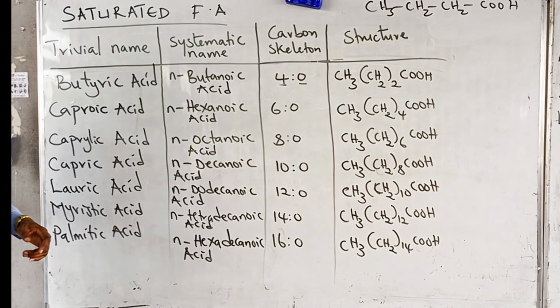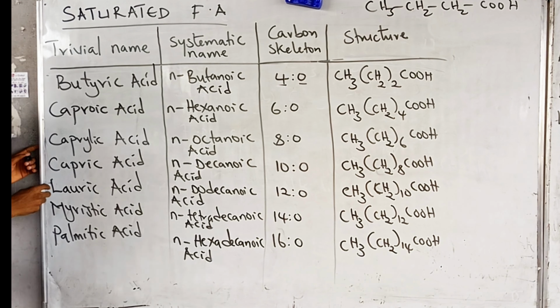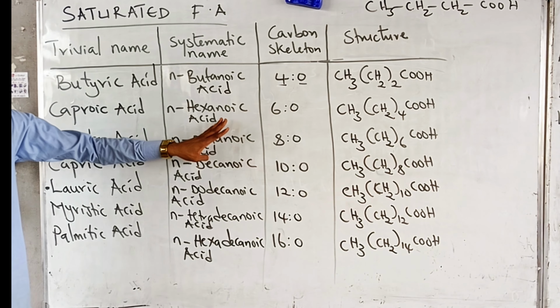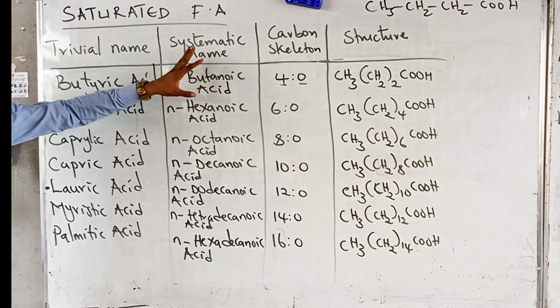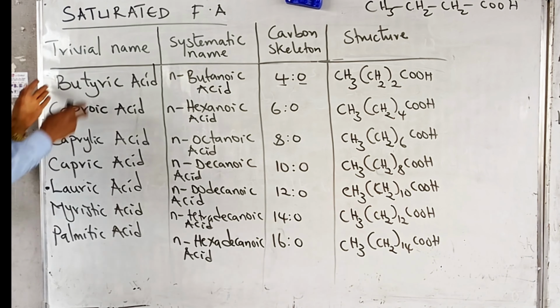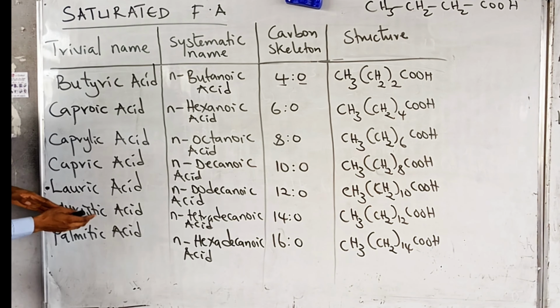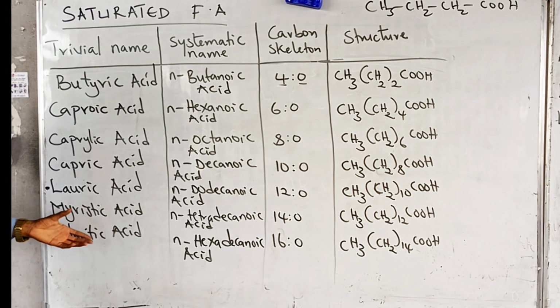What is asked most times is from lauric acid down. That's what is asked most times with these trivial names. These other ones, yes, you see butyric acid, caproic acid, but most times in exams they use the systematic name to represent these lower fatty acids. But it's good to know their trivial names too. But from the higher fatty acids, please take note of their trivial names. That's what they use to represent them.